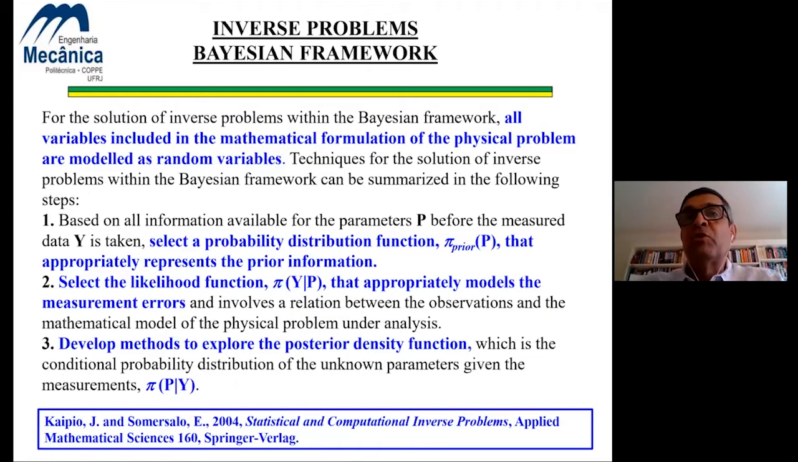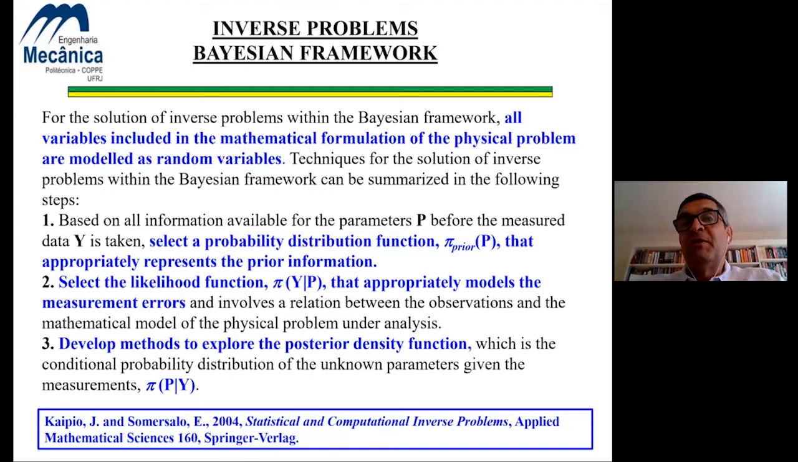In my opinion, the most complete reference for the solution of inverse problems with techniques within the Bayesian framework of statistics is this book by Kaipio and Somersalo. I would like also to mention that I have been mainly working with Bayesian techniques after the visit of Jari Kaipio and Willy Colman to my department back in 2005, when they taught a graduate course on the subject.